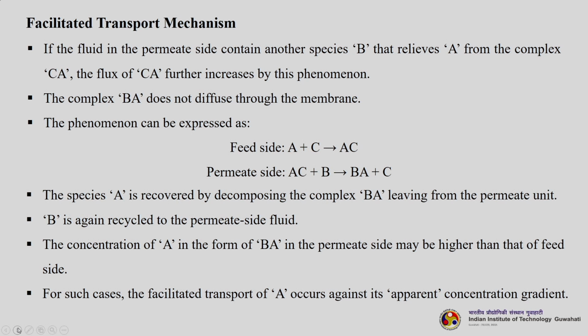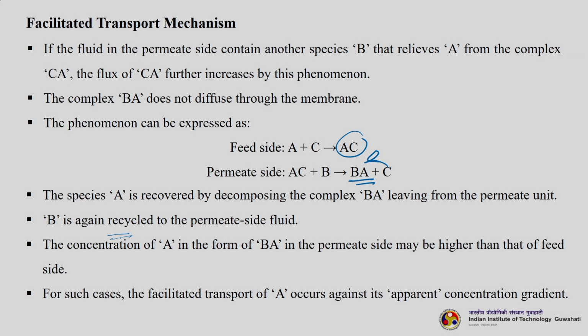So, you can see the reaction: on the feed side, A plus C gives AC, then this complex moves through the membrane, and once it reaches the permeate side, AC plus B gives BA plus C. But BA is not diffusing back, and C is again recharged or renewed. So, it is free now to bind with another solute A. The species A is recovered by decomposing the complex BA leaving from the permeate unit, and B is recycled to the permeate side fluid.